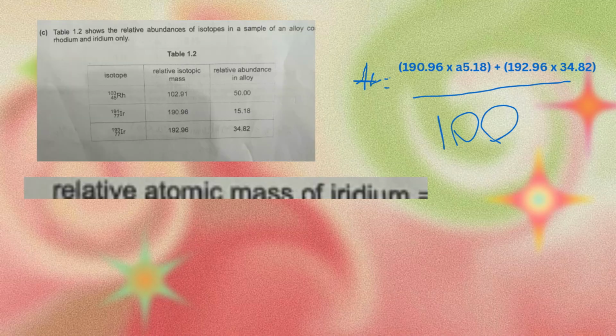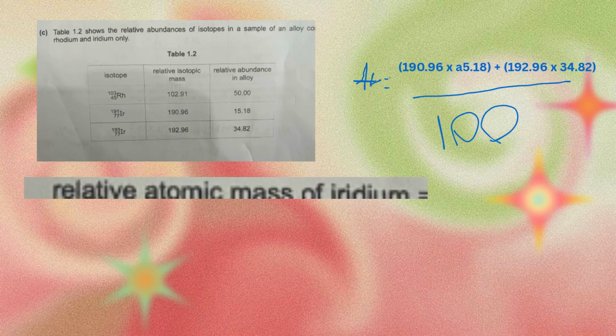The next question is asking about the relative atomic mass of iridium. In this question, we just calculate like usual: R equals mass times abundance, then divided by the percentage. But notice that in the table there is not just iridium, but also information about rhodium. I mean, so, to be more detailed about how to answer this.